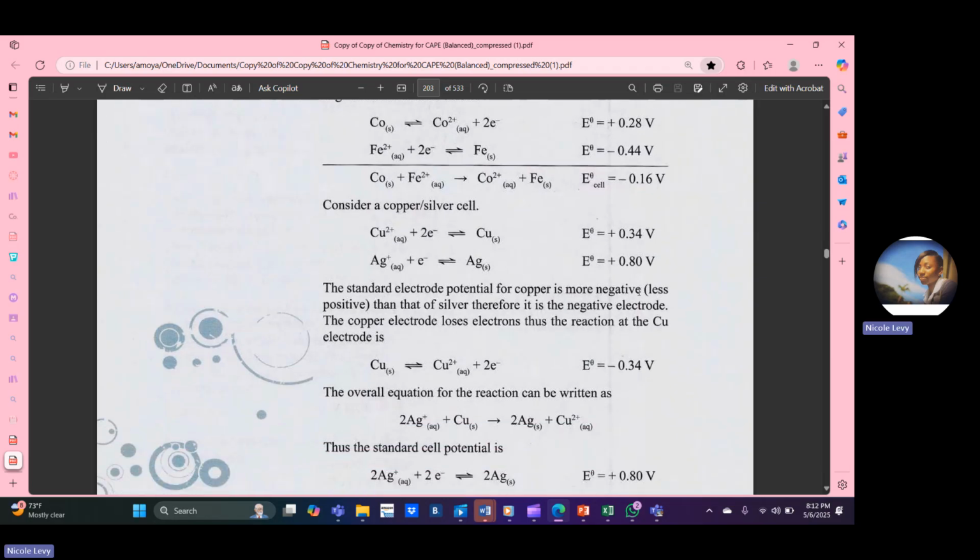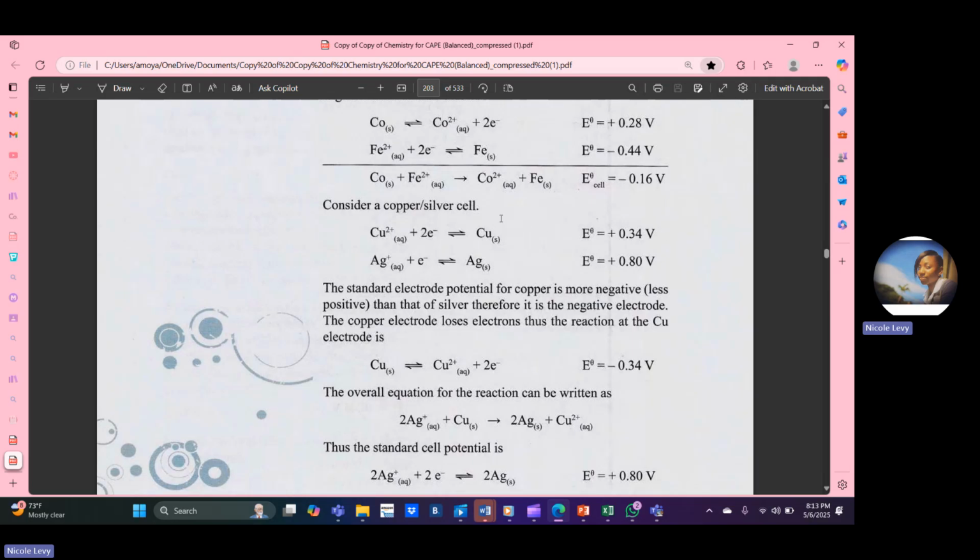So if we consider a copper zinc cell where we have copper 2 plus ions gaining electrons, the E naught value is positive 0.34, and the E naught value for the zinc is negative 0.8. Which one of these is more negative? It would definitely be this one up here. Or I would say, which one of them is less positive? It would be the top one.